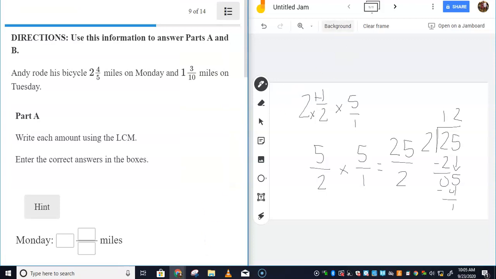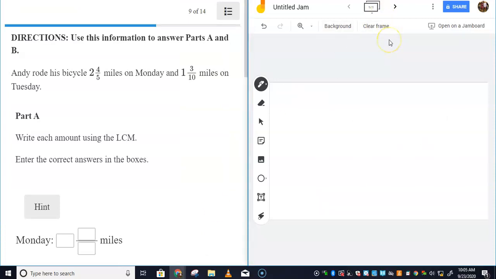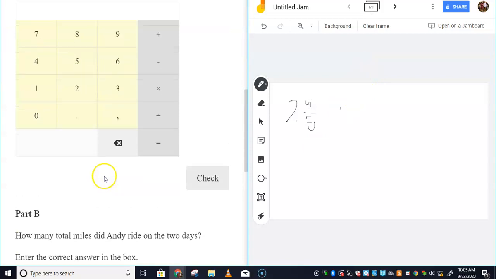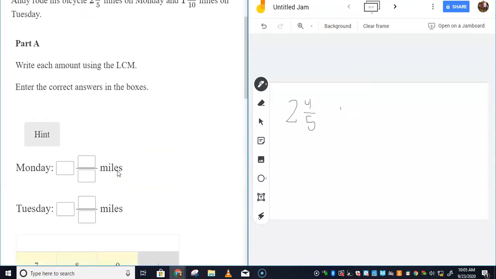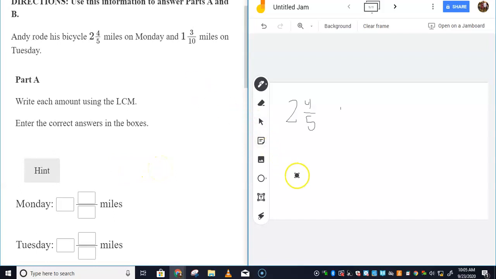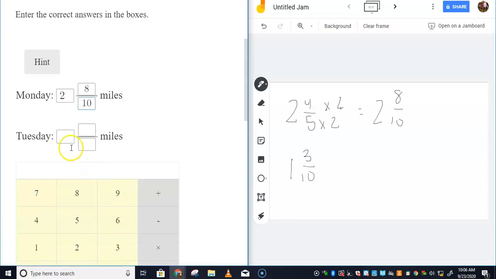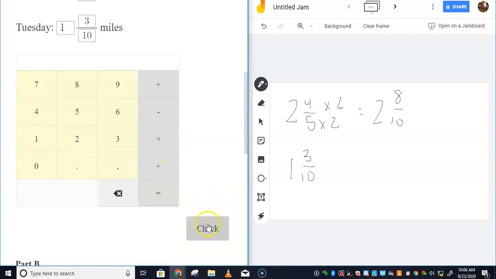Next, Andy rode his bicycle 2 4/5 miles on Monday and 1 3/10 on Tuesday. And what they want us to do first is get a common denominator. So I know that my common denominator is going to be 10, so I'm going to multiply this one by 2. So I get 2 and 8 over 10. So on Monday, we have 2 and 8 tenths. On Tuesday, we're still going to have 1 and 3 tenths because that's the denominator we're going to use.